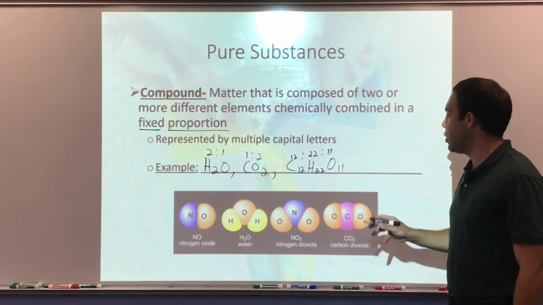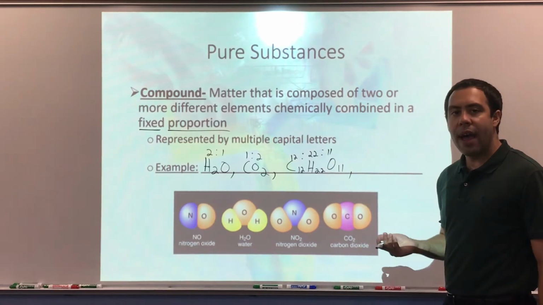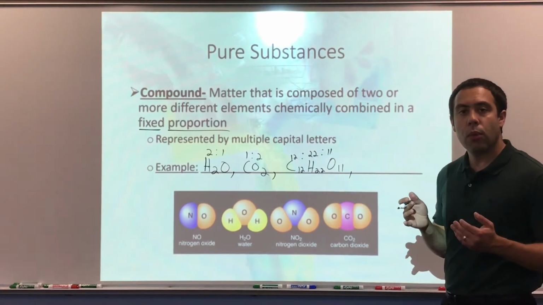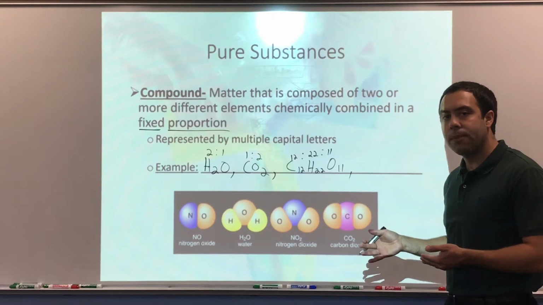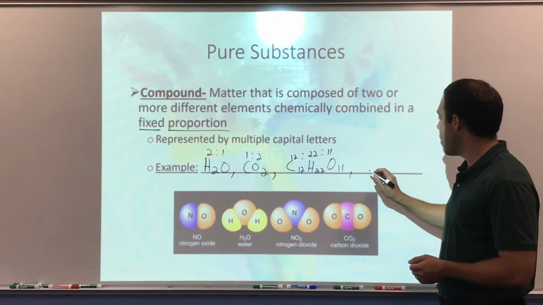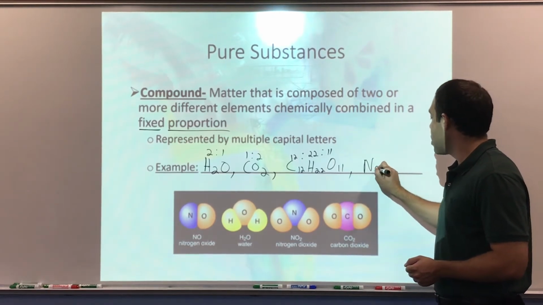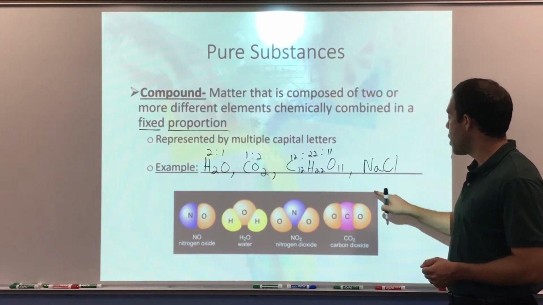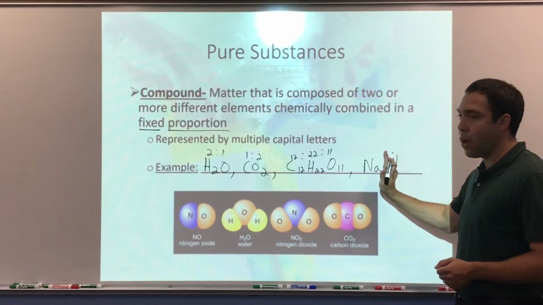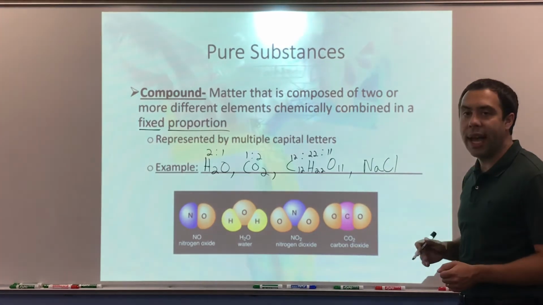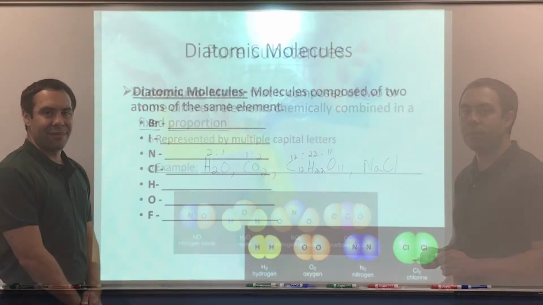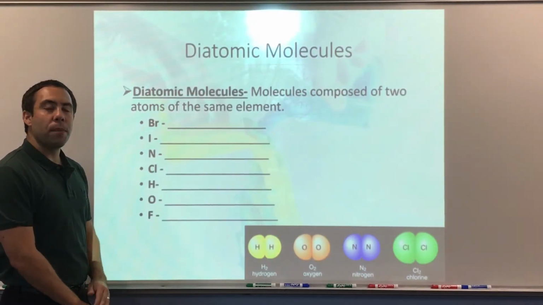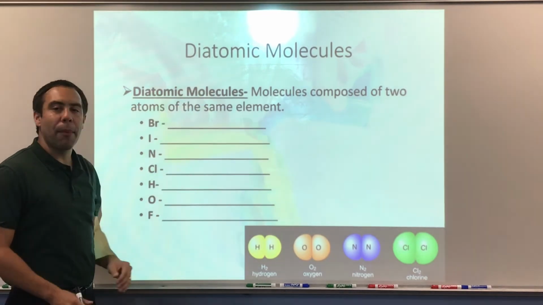You could also have compounds with one capital letter, one lowercase letter, another capital letter, another lowercase letter, such as sodium chloride, which is table salt, capital N, lowercase a for the sodium, capital C, lowercase l for the chlorine. As promised from before, we have to discuss diatomic molecules.